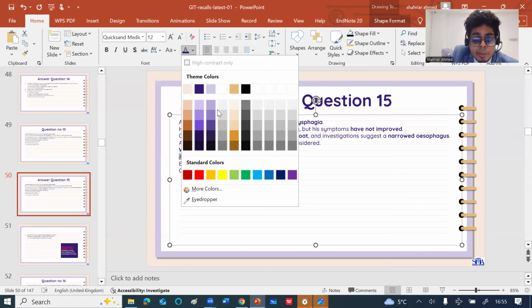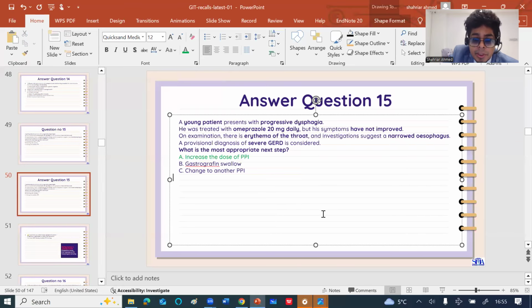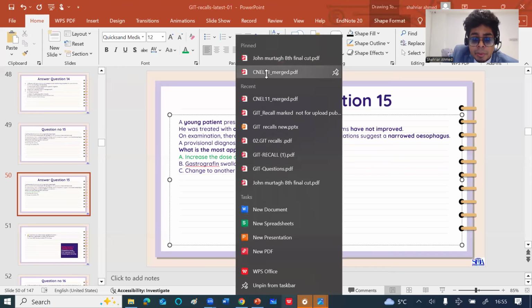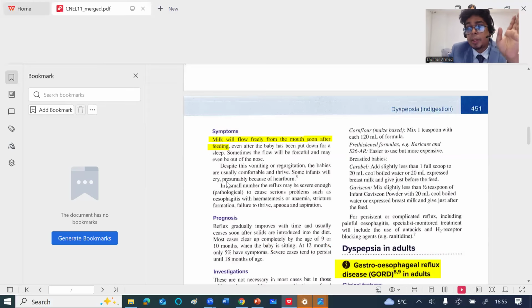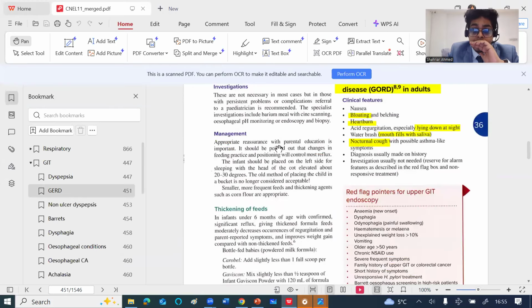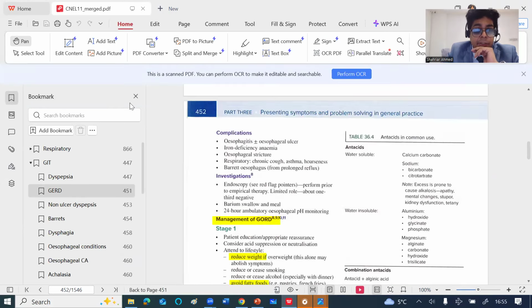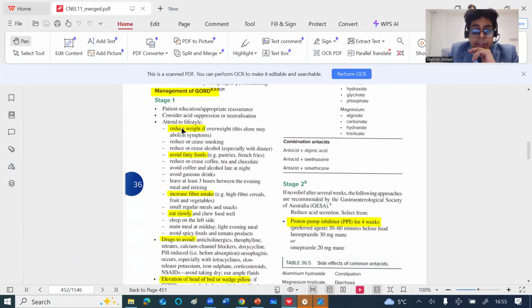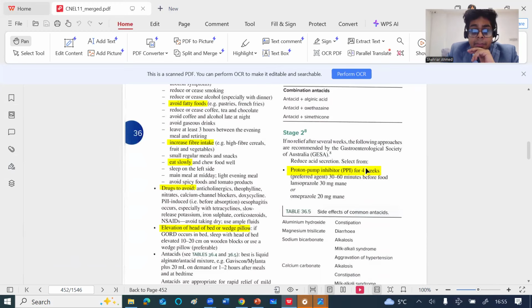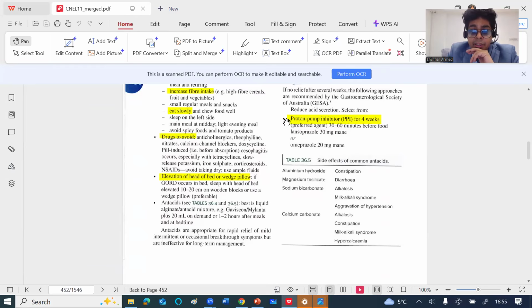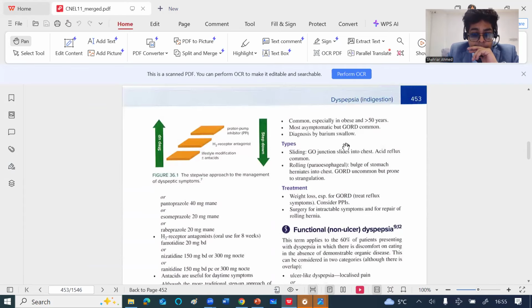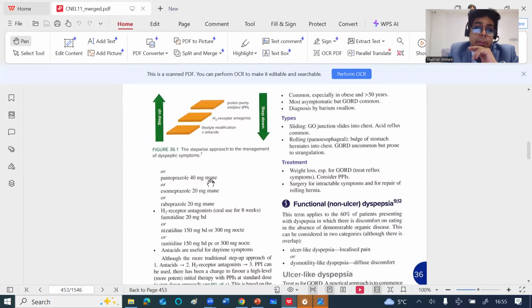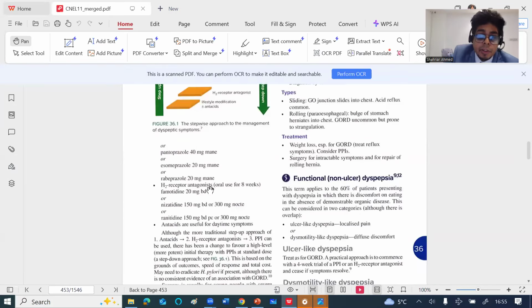I think the classic answer is this one as per John Murtagh. I'll take you to that John Murtagh part just to show you again. But I hope you guys understand, right? Normally we try the PPI. So here's the GERD, page number 452. Initially stage one, some dietary advice. Then in stage two, we bring the drug. So 20 milligram of PPI for 4 weeks. And then 40 milligram PPI, 40 milligram.